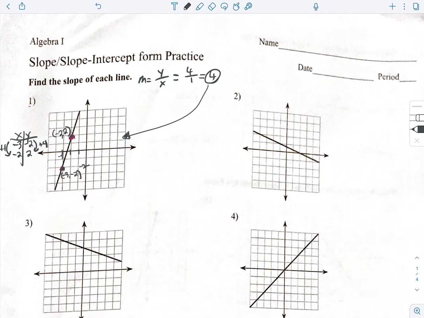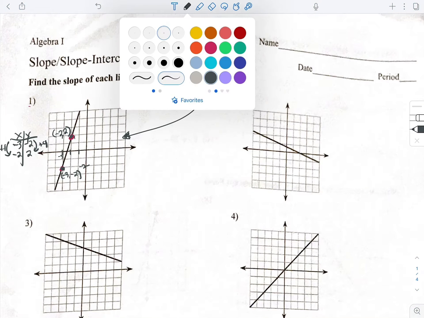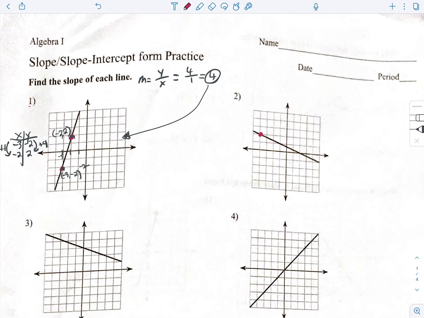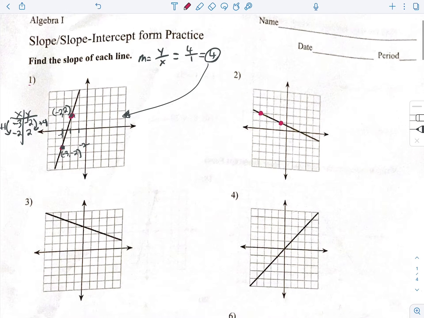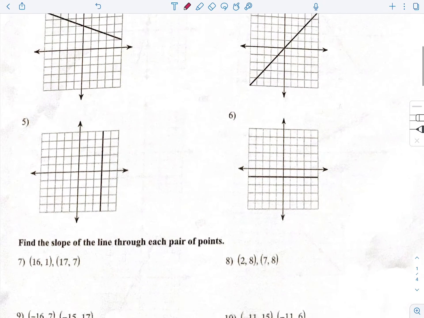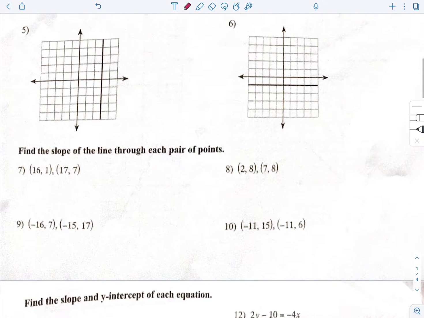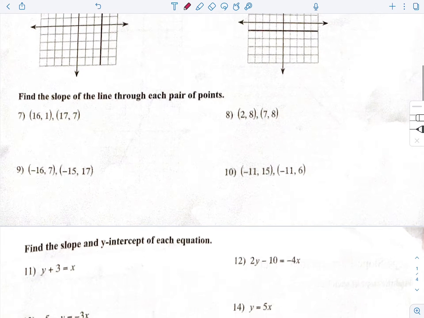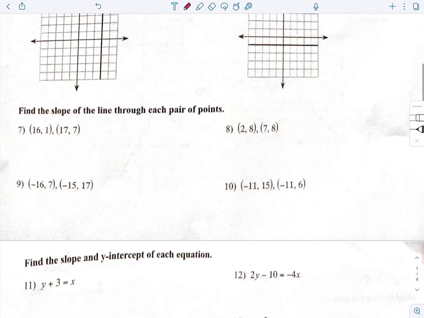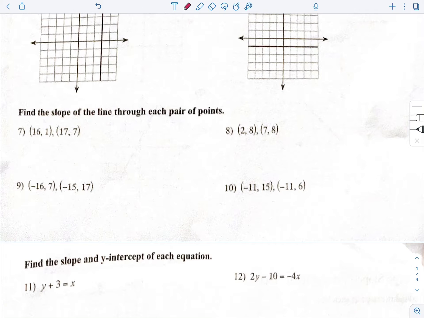We do the same thing for number 2, right? Choose 2 points. Maybe make sure that they are clear points. All right? And find the slope. Do the same thing for 3, 4, 5, and 6. Of course, with number 7 through 10, in order to find the slope, we're given 2 points, right? And so we just have to make a table here of x, y values. Keyword, slope.